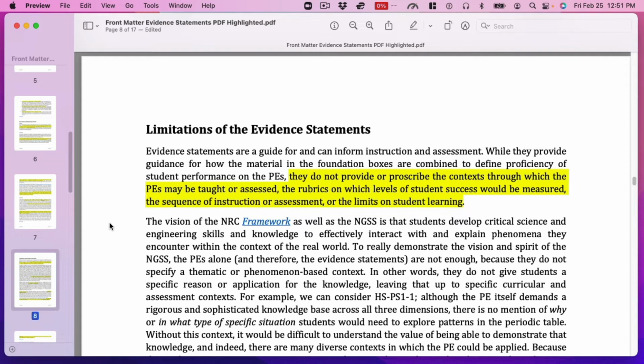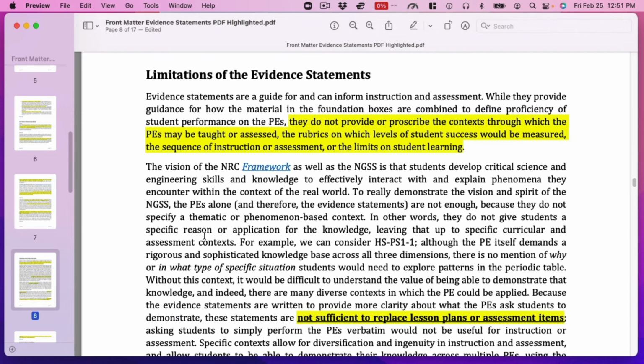And I'm really going to use those cross-cutting concepts to help get at student learning. But the context is up to me as an educator. So I get to think about that phenomena or that experience that students are going to learn about, in which I would apply those evidence statements. So I need to bring context to that evidence statement because that's the part that's truly missing.